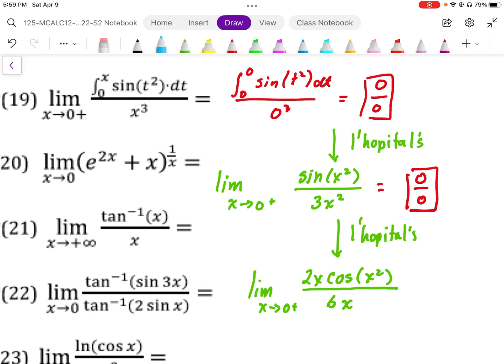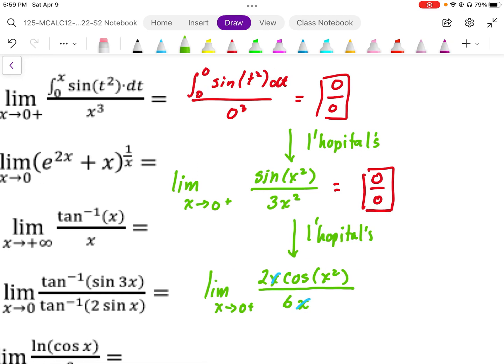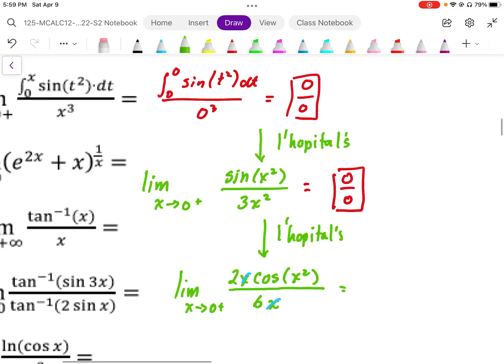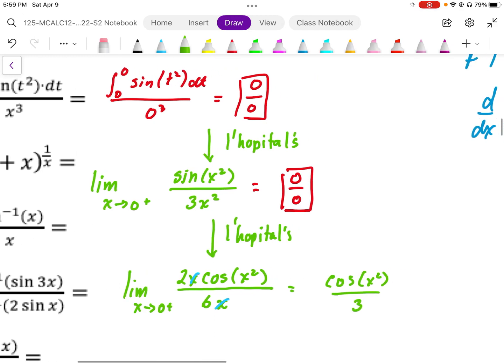We can simplify this expression. Those x's cancel out. And so this is going to end up being cosine of x squared over 3. And when I substitute in 0, cosine of 0 is 1. So there's my limit. The limit of this expression is going to be equal to 1 over 3.